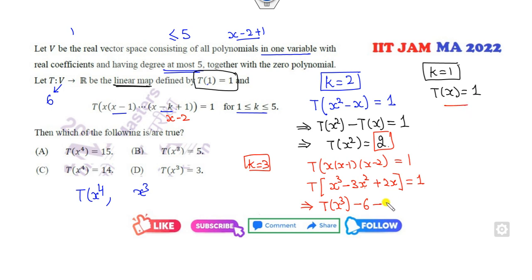T of x is 1. So T of x cube will be minus 4 plus 5. So T of x cube is 5. B is the correct answer.